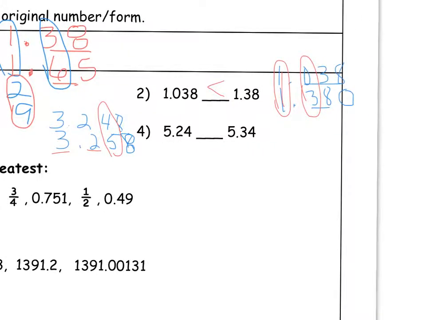5 and 24 hundredths or 5 and 34 hundredths. So again, I'm going to line up my decimals, and then I'm going to start to the left to compare. They both have a 5 in the ones place. But in the tenths place, I have a 2 and a 3. So which one's larger? 2 tenths or 3 tenths? The 3 tenths is larger. So 5 and 24 hundredths is less than 5 and 34 hundredths.